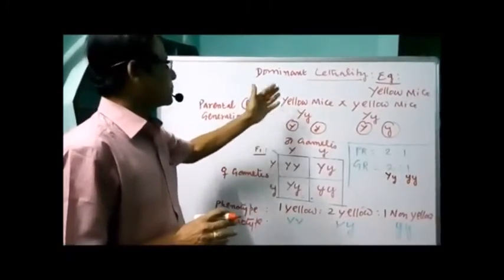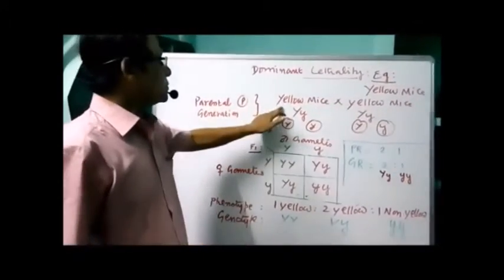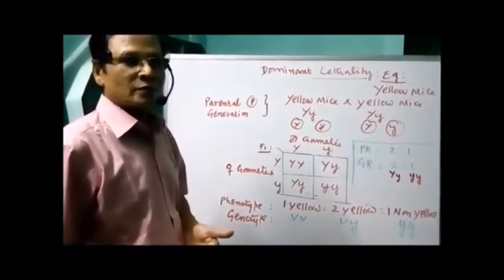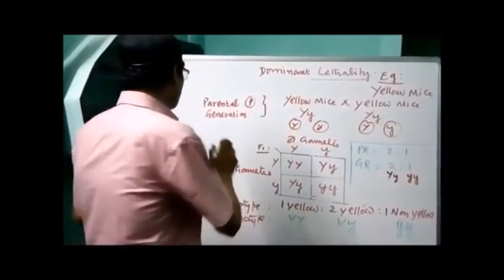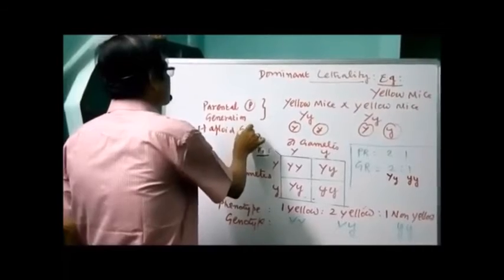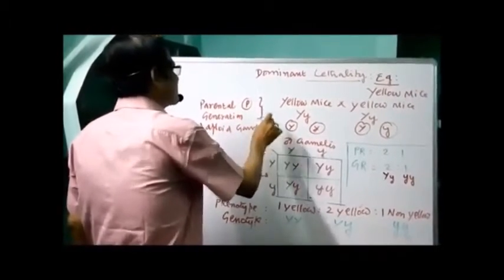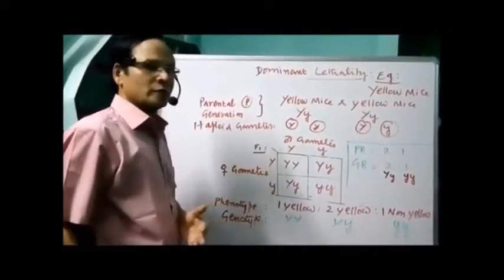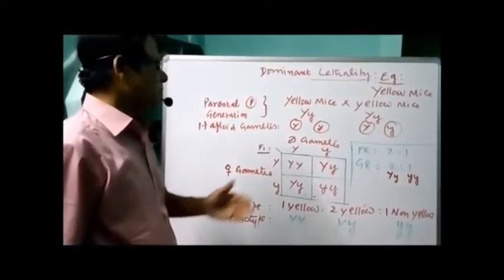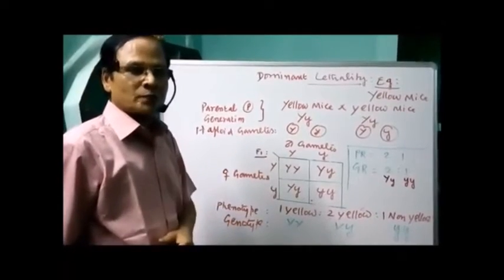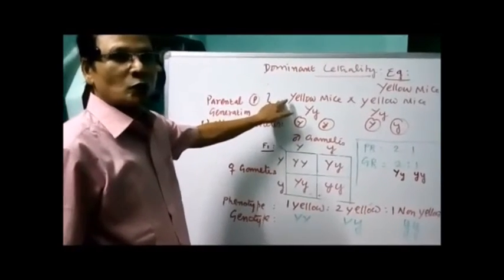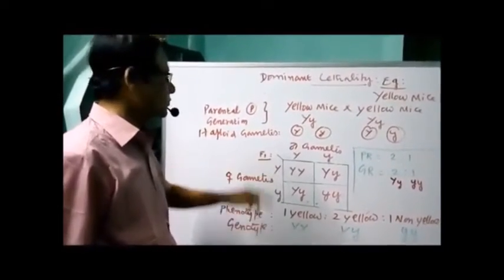Now we are considering this as a parallel generation. So, two yellow mice which are heterozygous for the color were crossed. They produce haploid gametes: 50% with capital Y and 50% with small y. That is, 50% with the dominant allele and 50% with the recessive allele. Now, by means of random combination, we have received the following results in F1, because these two are the parents, so the result obtained is F1.